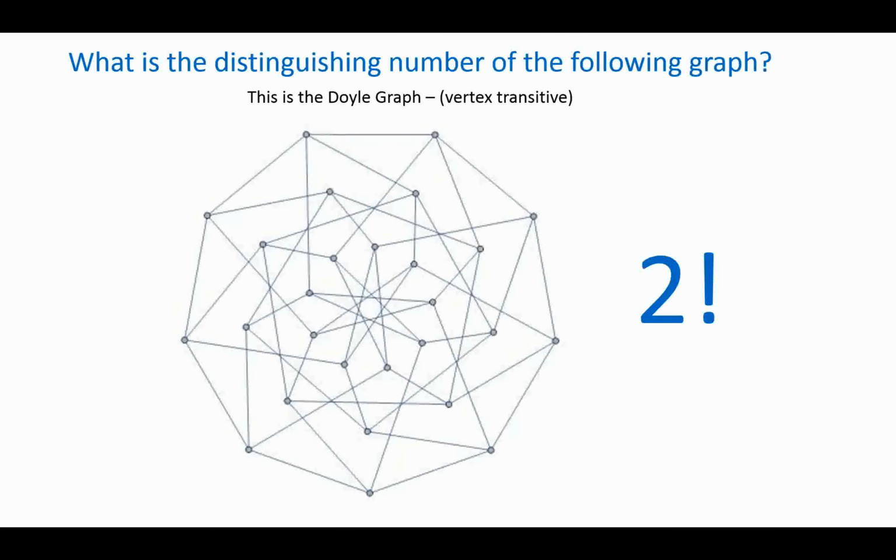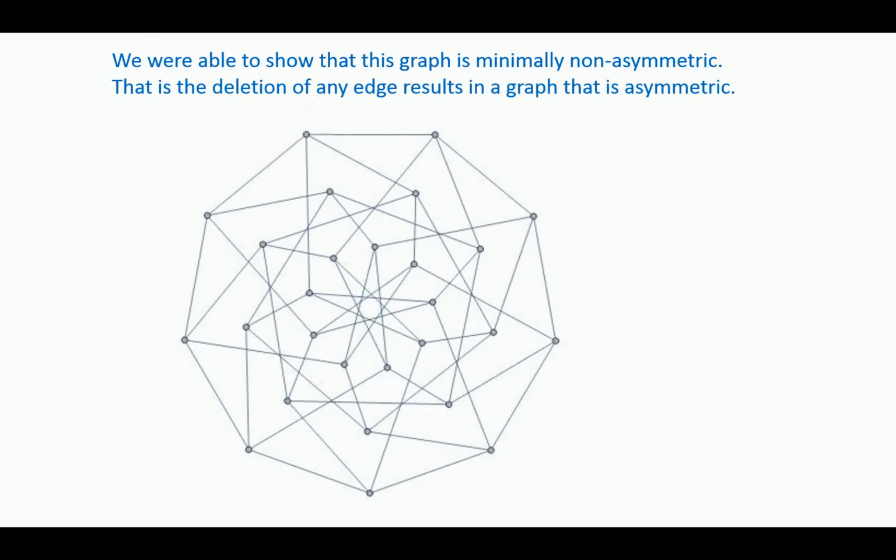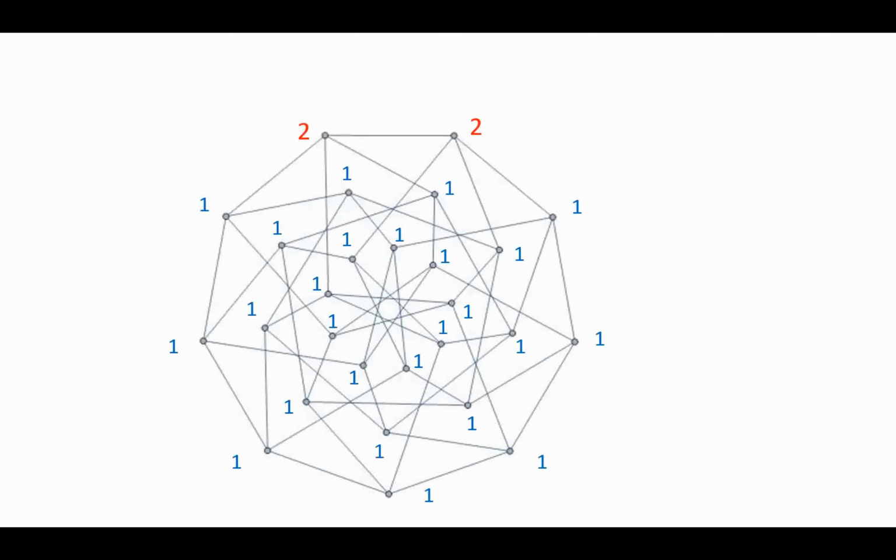Okay. So for the complete graph, right, we had to put in a different color for every vertex. But here, we can get by with 2. And here's why. The Doyle graph has a very nice property. It turns out that it's minimally non-asymmetric. So if I remove any edge, let's say I remove the top edge here, what we do is we take the vertices that are incident to the removed edge and give them a color of 2, and all the other vertices get a label of 1. And what that gives us is a distinguishing labeling with only 2 colors.